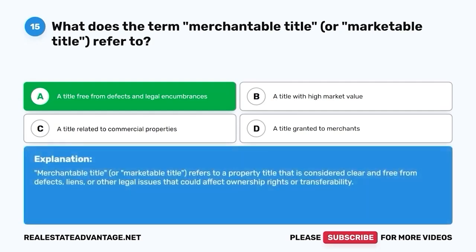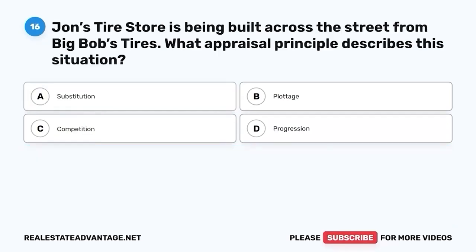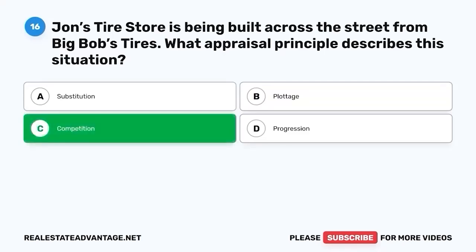Merchantable title, or marketable title, refers to a property title that is considered clear and free from defects, liens, or other legal issues that could affect ownership rights or transferability. Question 16. John's Tire Store is being built across the street from Big Bob's Tires. What appraisal principle describes this situation? A. Substitution. B. Plottage. C. Competition. D. Progression. The correct answer is C.